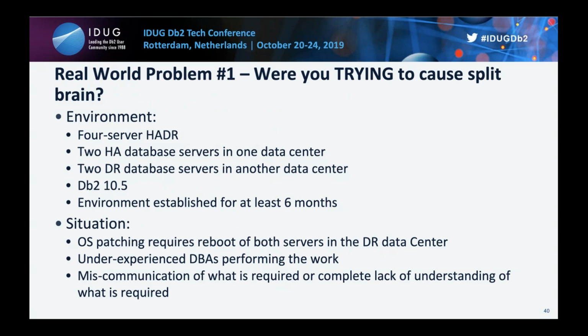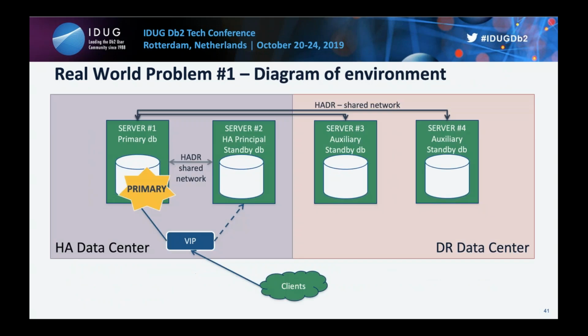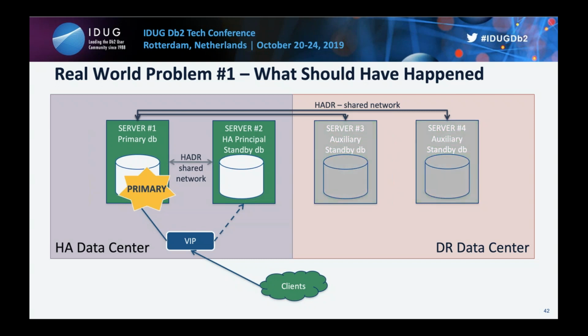So problem scenario number one, I call, were you trying to cause split brain? In this particular scenario, we have four servers in our HADR cluster, two are HA and two are DR. They are in data centers that are halfway across the country from each other. What we needed to do is take down the standby database servers so they could patch the OS on both of them.